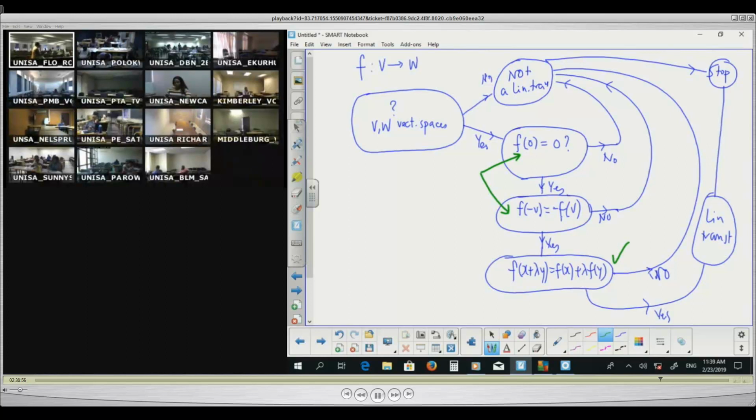But in general, this is the flow chart for checking whether f is a linear transformation or not. So this should be the general algorithm, but yes.